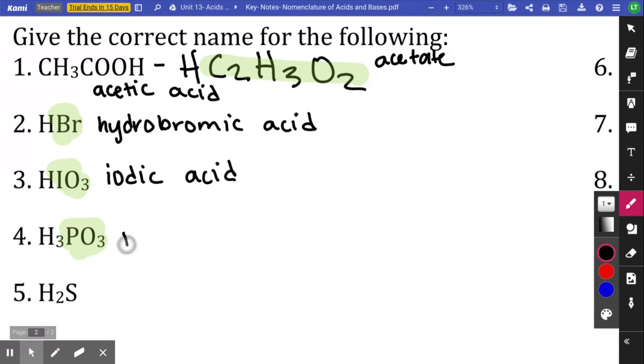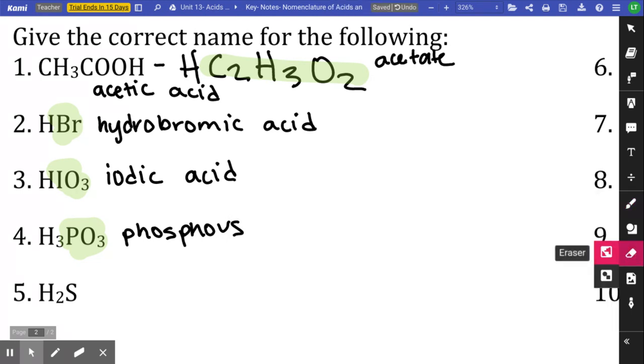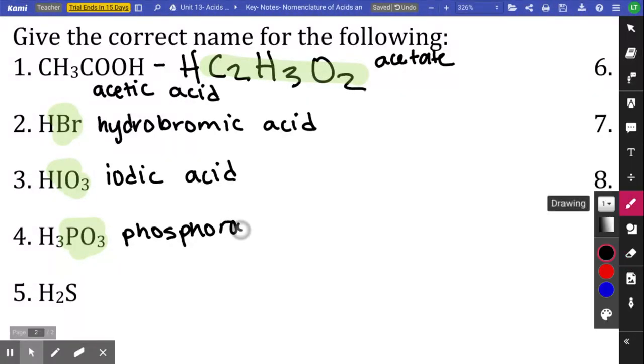What you might think it would become is phosphous acid. Phosphorus and sulfur are the two that are kind of weird. So instead of being phosphous acid, it's going to become phosphorous acid. It just sounds a little less weird. So we do add the R, and sulfur does the same. Instead of sulfous, it's sulfurous. Phosphate and sulfate are the two that you add that weird ending to.